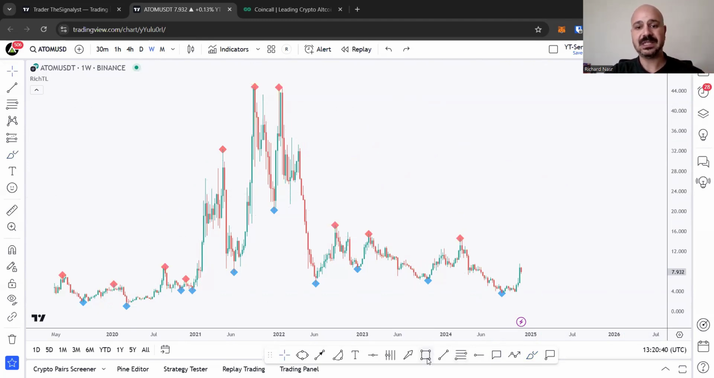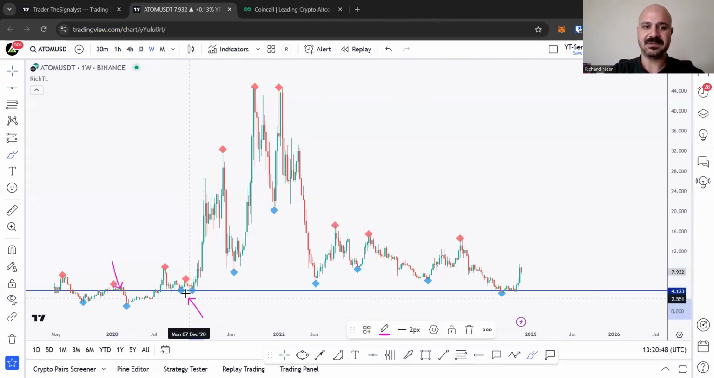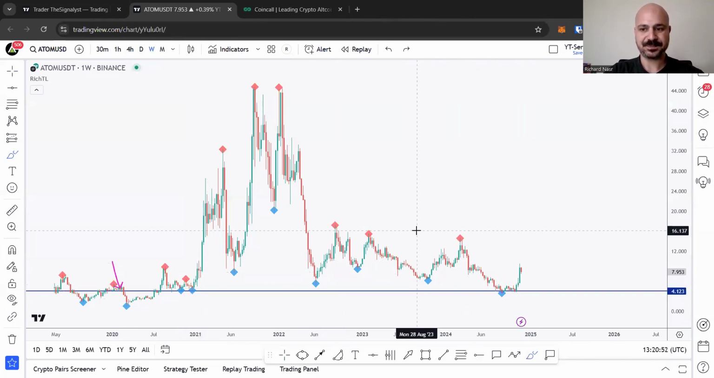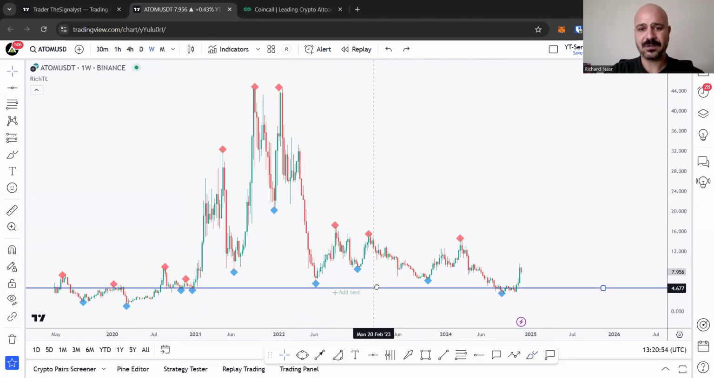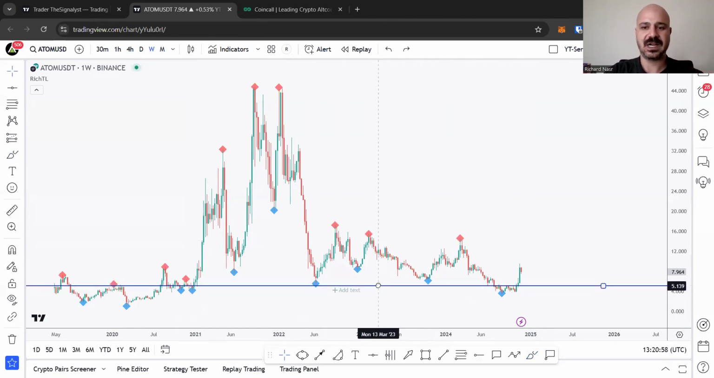So starting from weekly time frame, we can see that Atom lately rejected a very strong support zone. We've got multiple rejections from this area, previously support and resistance, and currently acting as support. Also lining up perfectly with around number 5 and even 4. So the 4 to 5 zone. Let's keep it like this for now.